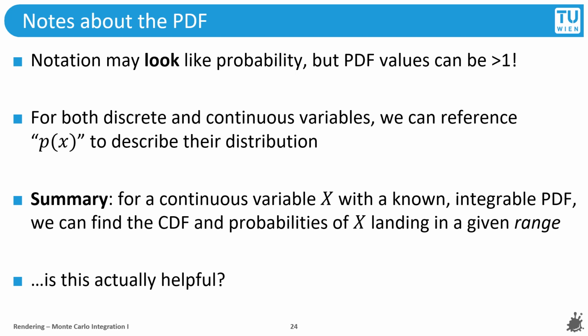So in summary, if we have a continuous random variable with a known integrable PDF, we can compute the CDF by taking the integral of the PDF and thereby find a way to compute probabilities of a random variable landing inside given ranges. The question is, how does that help us in the long run to arrive at our goal, Monte Carlo integration?